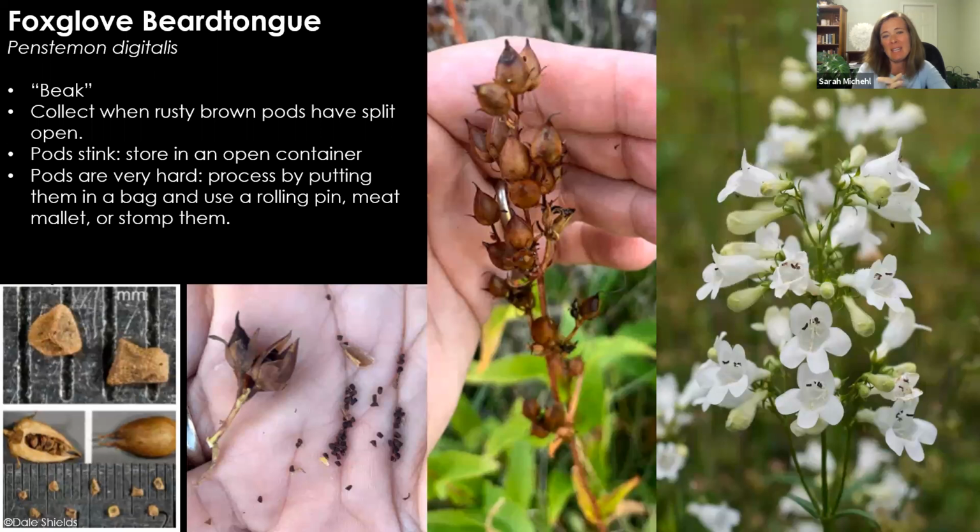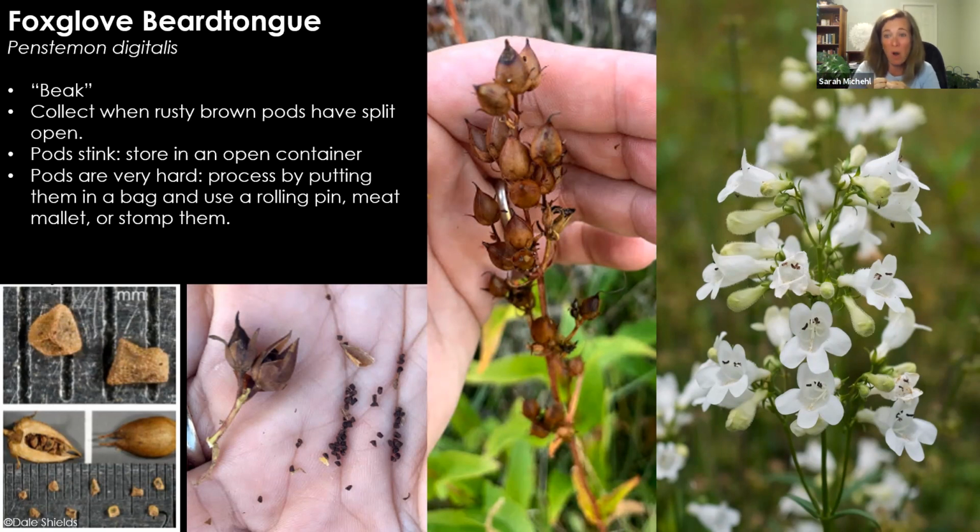And honestly, with these, you can collect them even before the beak opens, as long as everything is dry and brown looking. You can clip with scissors underneath, where all those little beaks end and it's just a stem, and put the whole thing into a paper bag. And what I've done to open them is put all of the beak structures in a Ziploc, and then I take the flat end of a meat mallet and I beat on it.